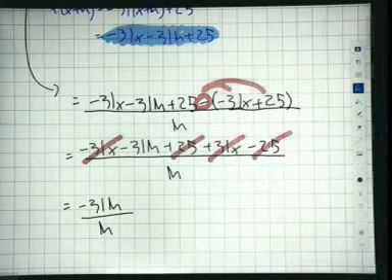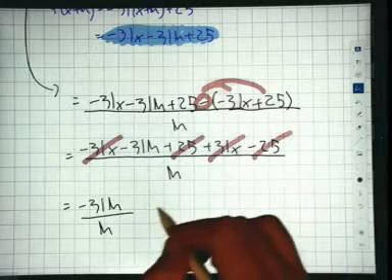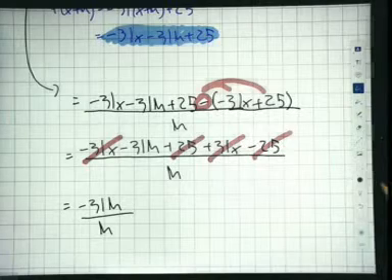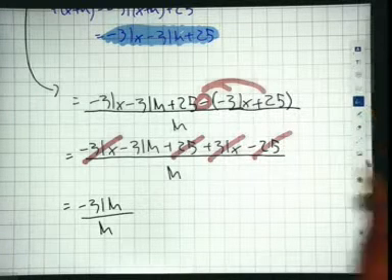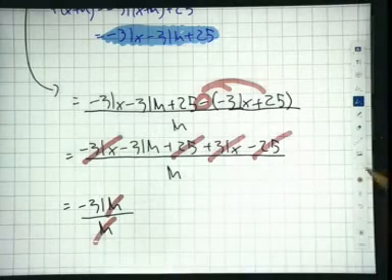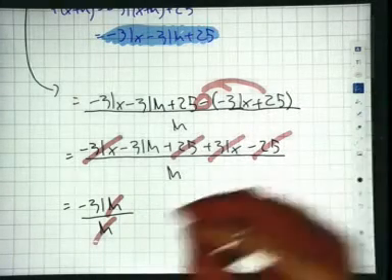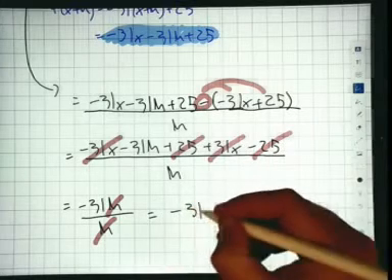And at this point, even if you have multiple terms up here in your numerator, which we can do another problem where this happens, you can cancel out an h from every single term. In this case, we're left with a negative 31.